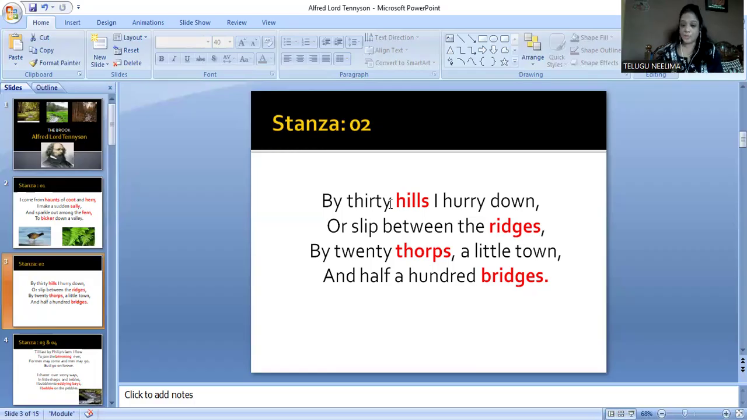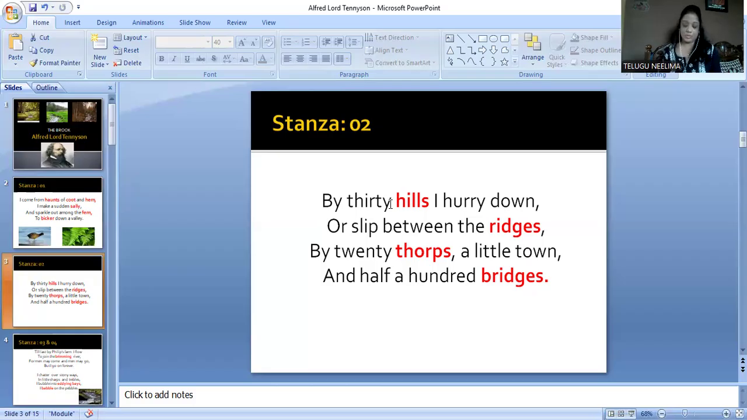"By twenty thorps, a little town, and half a hundred bridges." You can see that thorp is nothing but a small village. Here you should understand that when the Brook started its journey, it started from a place where people want to spend some time alone, and it started touching all the areas, and then it continued its journey by these hills, by these ridges, by these villages, and half a hundred bridges.